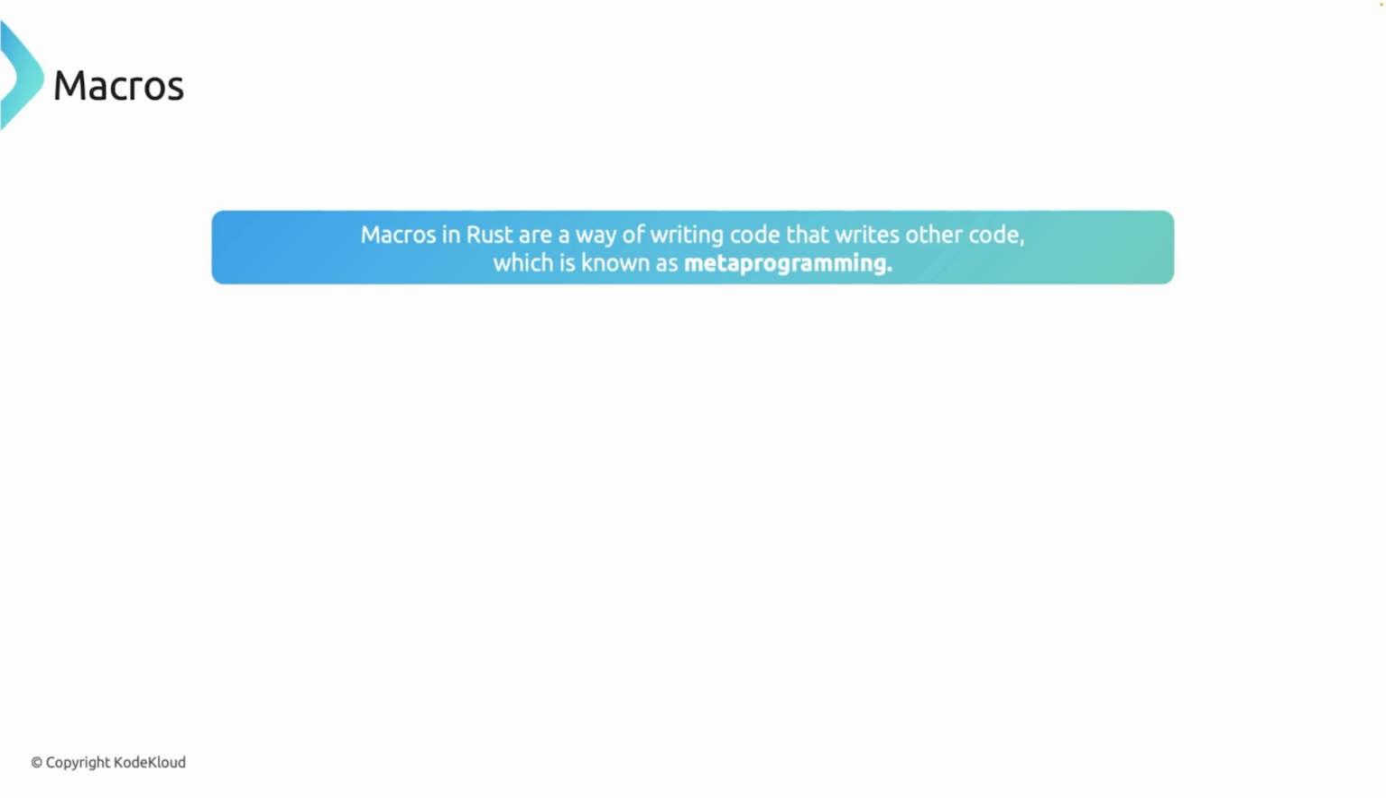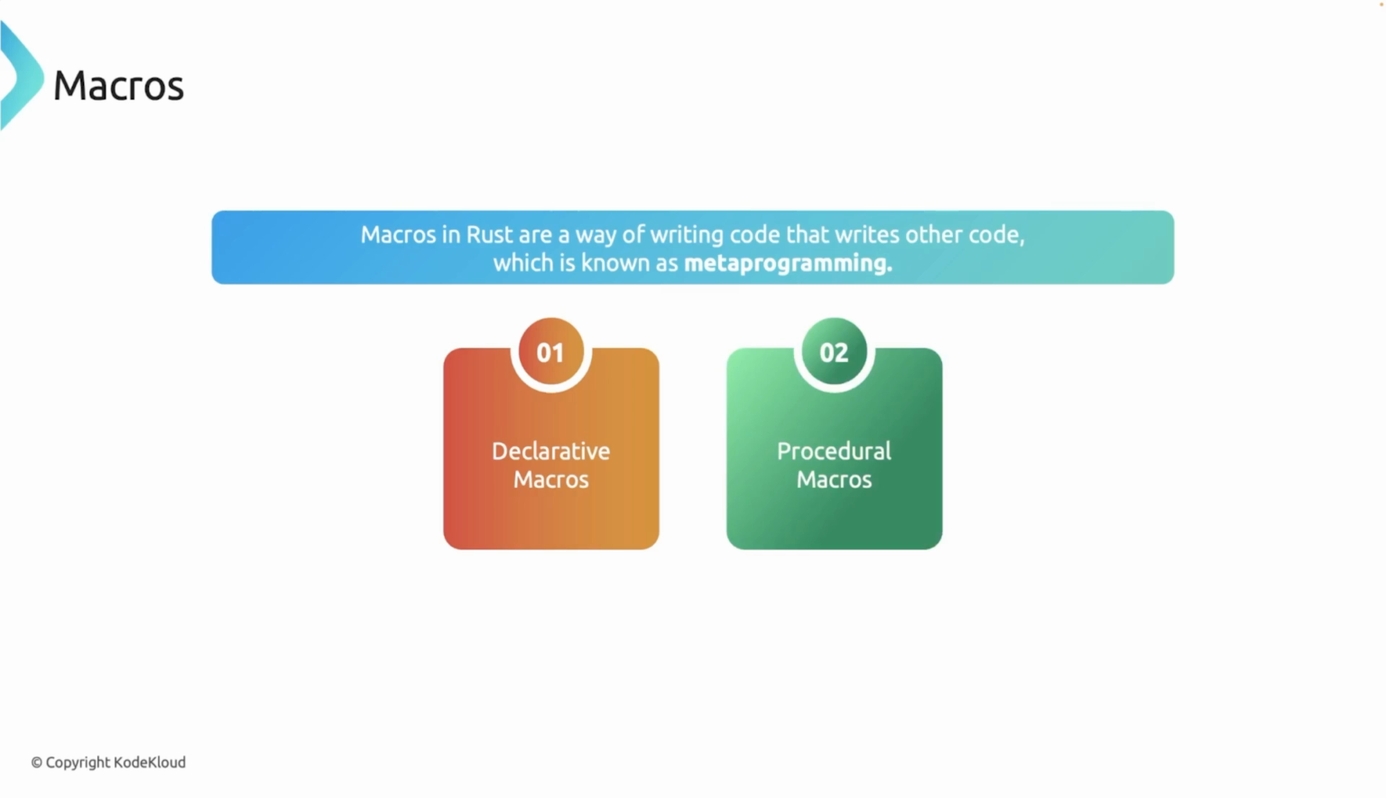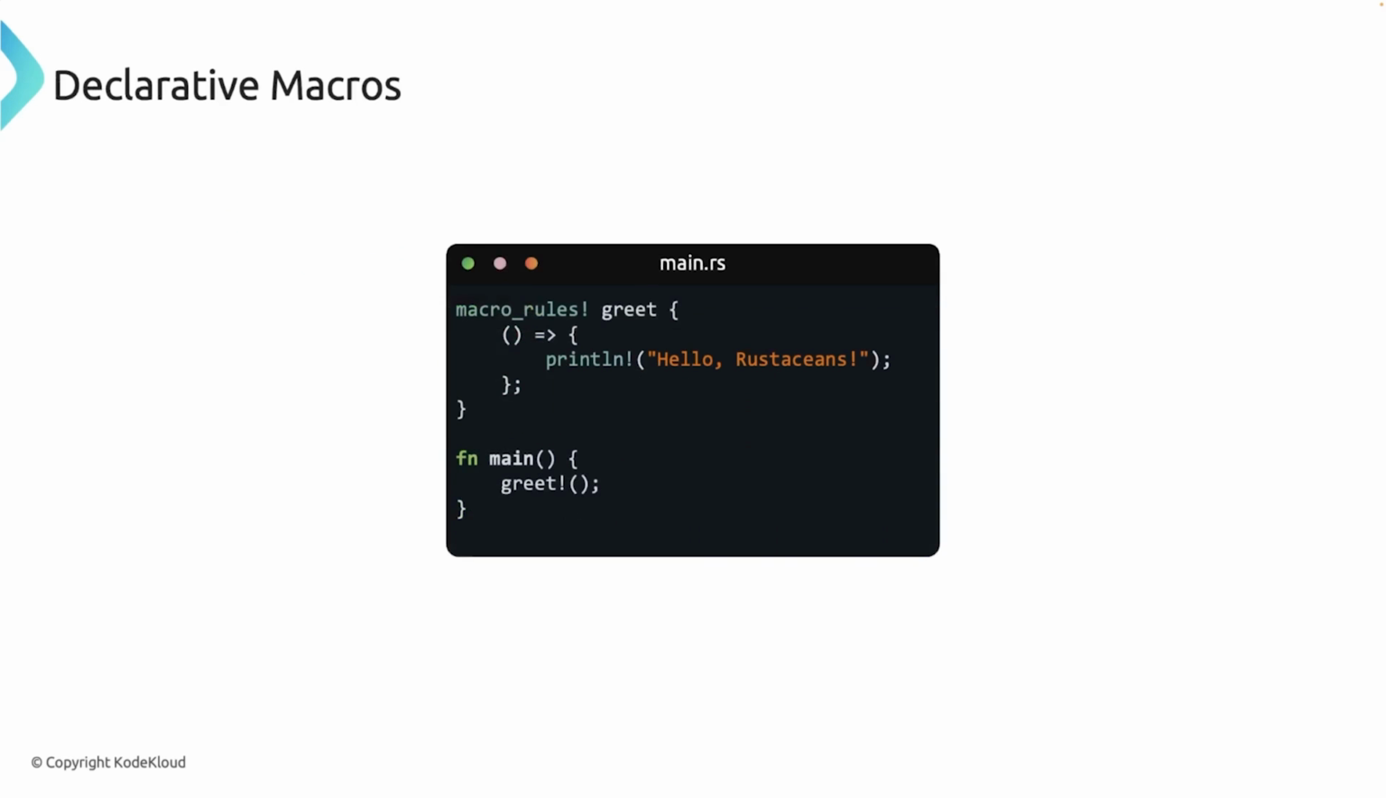Macros come in two main types, declarative and procedural. We'll start with declarative, which are the most common. Declarative macros are defined using the macro_rules keyword. Let's look at a simple example of a macro that prints out a greeting.